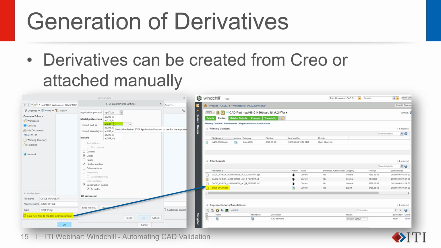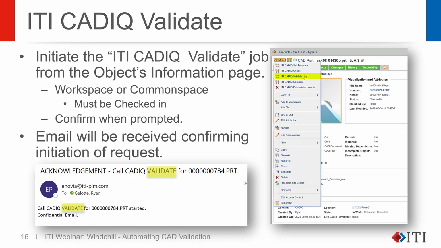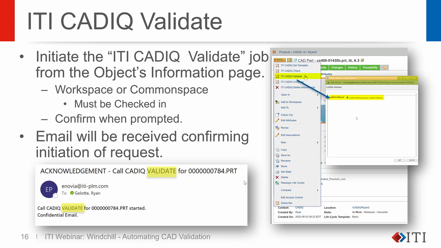And you can generate more than one derivative. So when I get to the next step here, I'm going to validate. I have to initiate the validate first, and once I initiate it, it's going to prompt me for the derivative or derivatives. I can select multiple derivatives here. Perhaps I have a STEP file derivative as well as a 3D PDF derivative. I can select both of those and validate both. As with the check job template, the validate job will send you an email notifying you that that validate routine has been initiated.